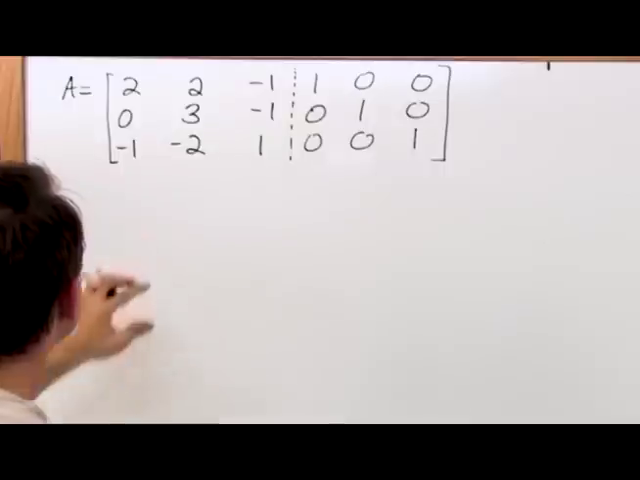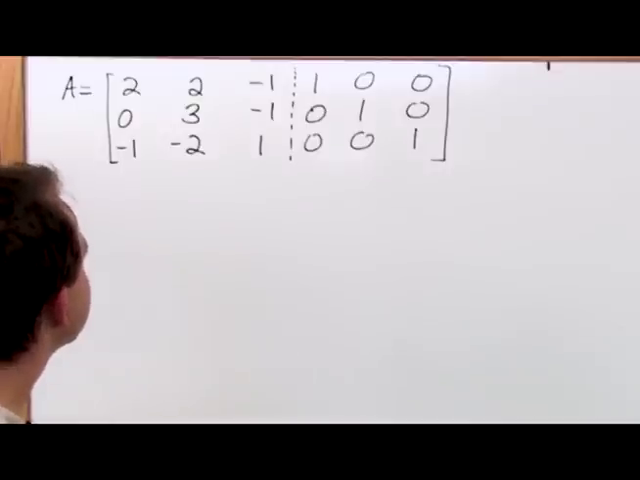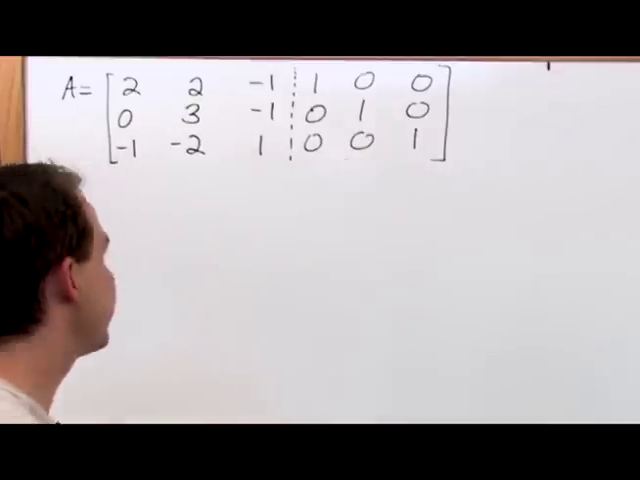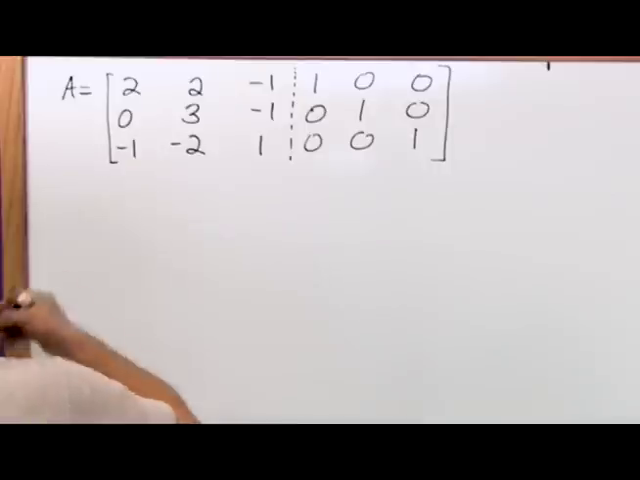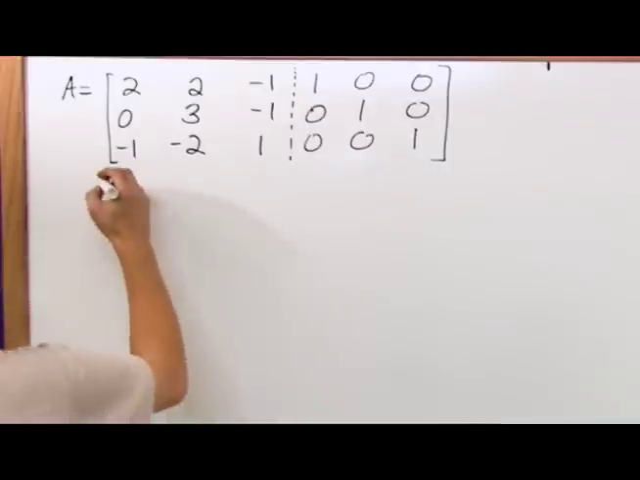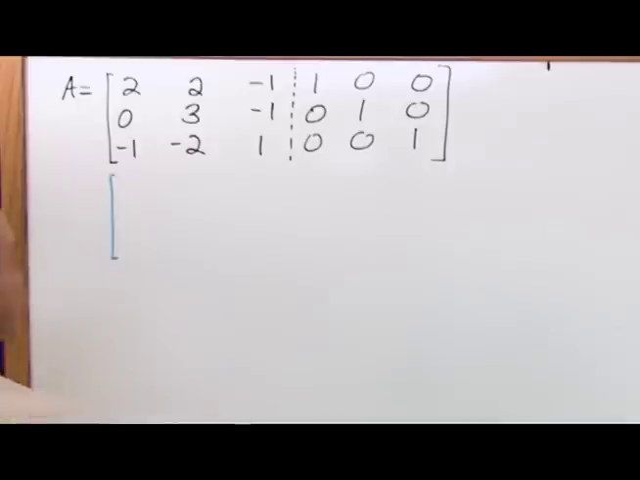And what we're going to do is change the left-hand side to look like this. We're going to change it into an identity matrix, and then once we do that, the right-hand side is going to be transformed into something different. That's going to be our inverse. Okay? So let's do that.